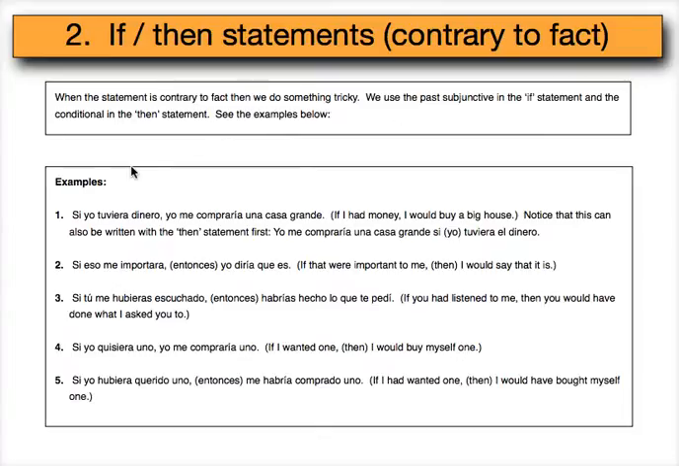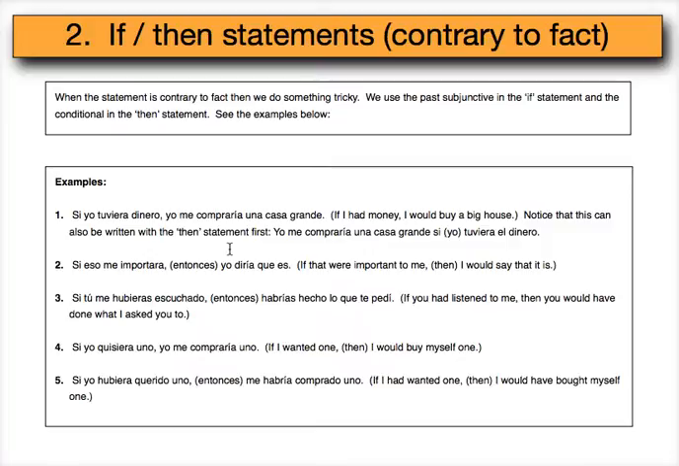So, for example, si yo tuviera dinero, yo me compraría una casa grande. If I had money, if this were the case, past subjunctive, I would buy, conditional, a big house.